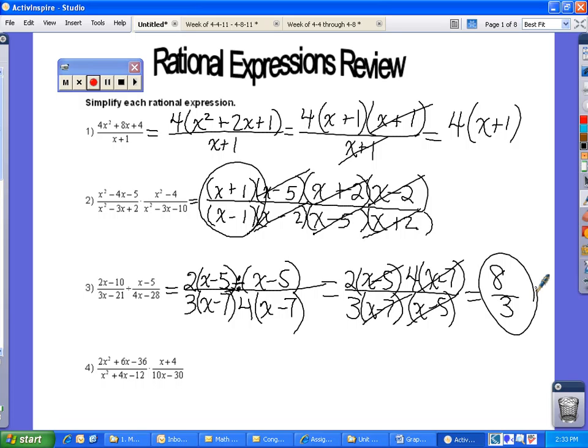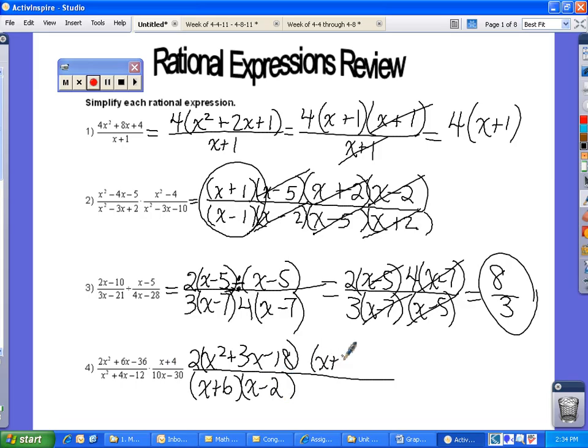For number 4 is multiplication, so now I just have to factor all of these. So I'm going to factor out a 2 first, and I'm going to be left with x squared plus 3x minus 18. And then I'm going to factor the x squared plus 4x. That gives me x plus 6 times x minus 2. The x plus 4, there's nothing to factor, so I'm just going to bring that over. And the 10x minus 30, I'm going to take out a 10, and I'm going to be left with x minus 3. Now I need to factor this polynomial here. And two numbers that when I multiply get 18 and adding get 3 are negative 3 and positive 6.